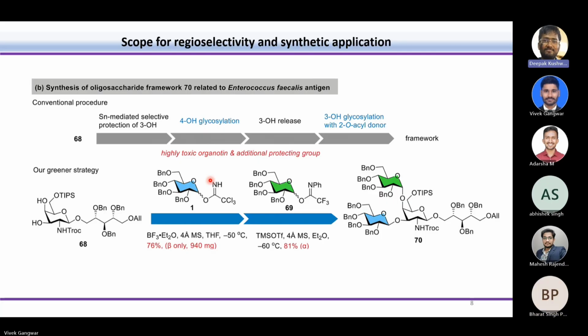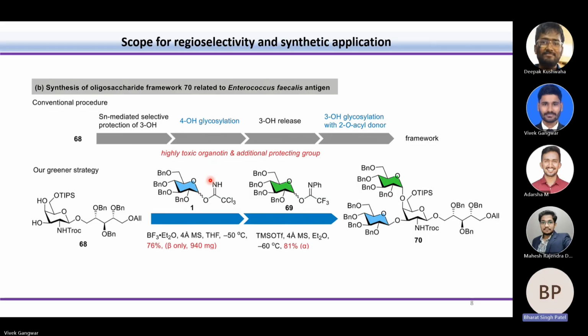So after using two different methodologies, they are achieving this target 79 that is related to this antigen of Enterococcus faecalis. Most probably they might have written it in the paper. Yes. Now it's clear because whatever they have developed, they have used the same condition in the first, and each of them they are getting beta.